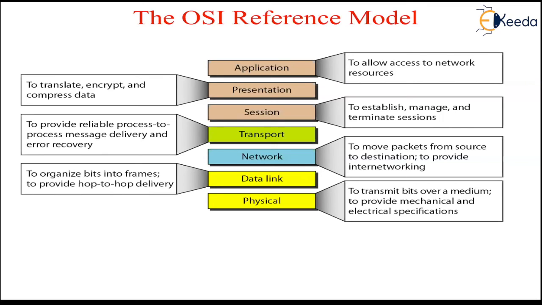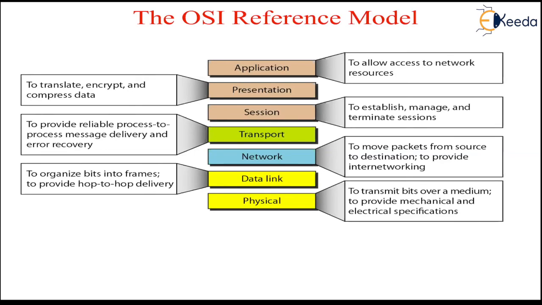The transport layer is for providing reliable process to process message delivery, an error recovery mechanism, and flow control mechanisms. Segmentation and reassembly along with multiplexing and demultiplexing functionalities are also supported by the transport layer. The session layer is used to establish, manage and terminate the sessions. It is mainly responsible for dialogue control and introducing the checkpoints in the communication of large files.